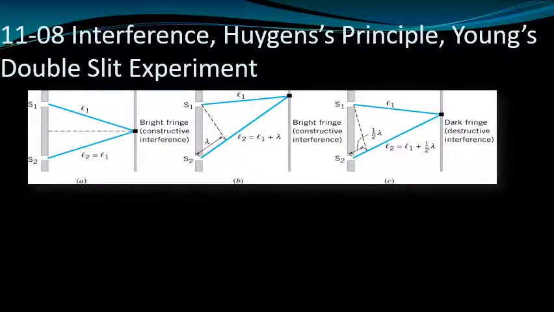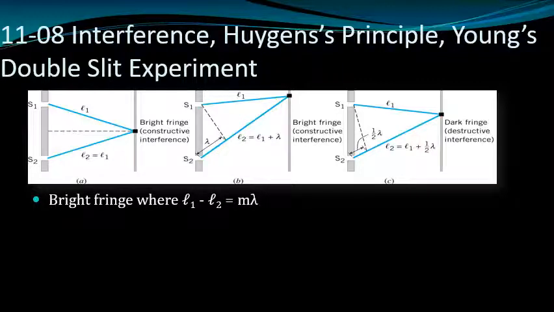All right, let's use some geometry to come up with some formulas. All right, so there's a bright fringe whenever the difference in the lengths from the 2 slits is a whole number of wavelengths.